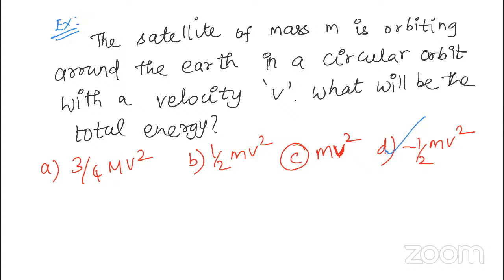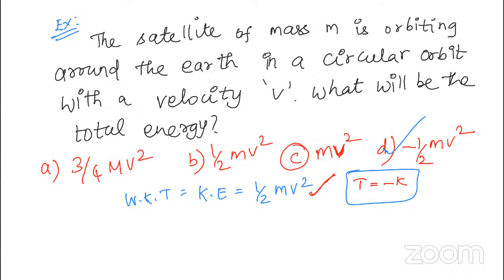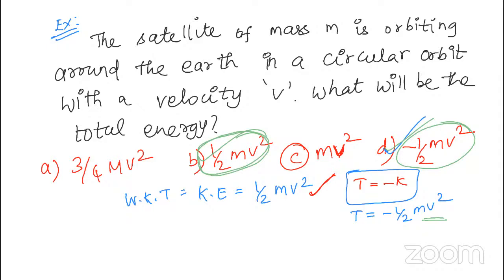How? We know the expression for kinetic energy: kinetic energy is equal to half mv square. We saw this in the previous class. T and K have opposite signs, so T is equal to minus K, or K is equal to minus T. Substituting the values, T is equal to minus half mv square. When the options give both positive and negative values, we should not get confused; we must substitute the formula. Only then do we know it is minus half. So K is equal to minus of T.